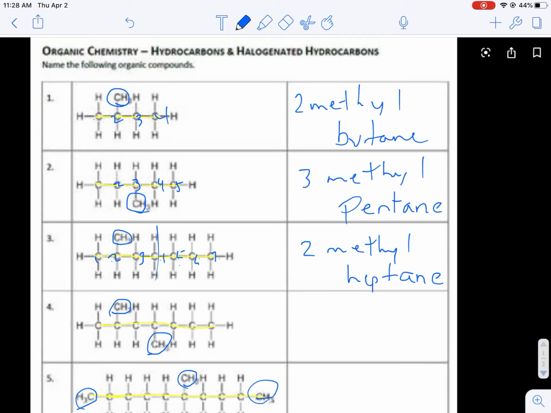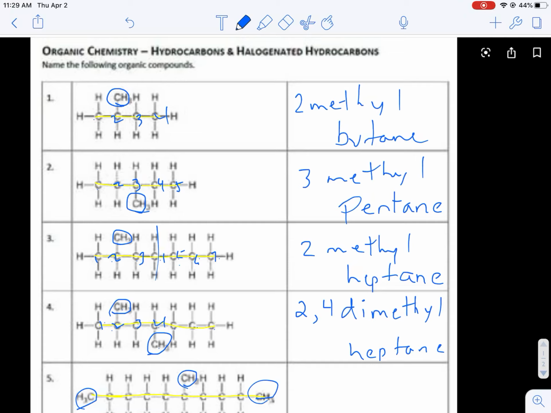The next one that we have here is 1, 2, 3, 4, 5, 6, 7. That is also a heptane. Notice I have a branch here and a branch here, 2 different positions of branches that are both 1 carbon in length. This would be a 2, 4. Now, instead of saying methyl, methyl, I'm going to say how you say 2 of them, dimethyl.